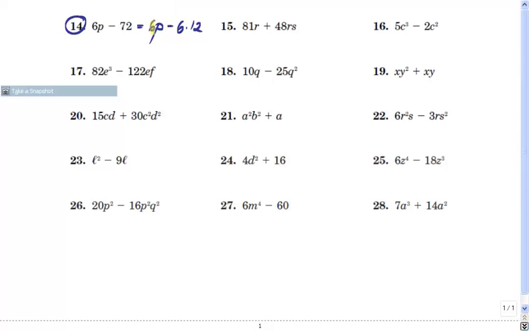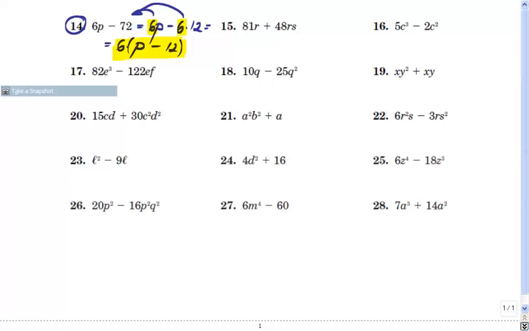And now you can see that I have a common factor in these two monomials, which is what? 6. So the whole thing could be factored, 6 could be factored out. It's like the inverse of the distributive property, right? You're taking the 6 outside, and in parentheses will be the quotient of 6p and the 6. So 6p divided by 6 will be just p, minus 6 times 12 divided by 6 is going to be 12. And this is the answer for number 14.